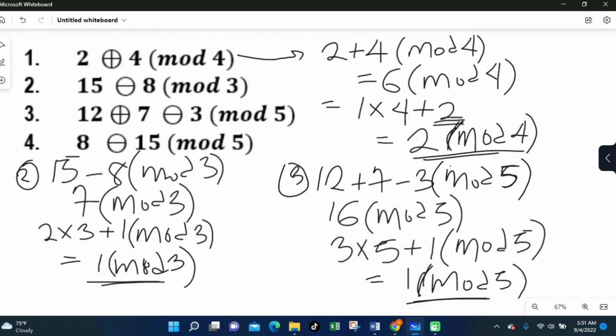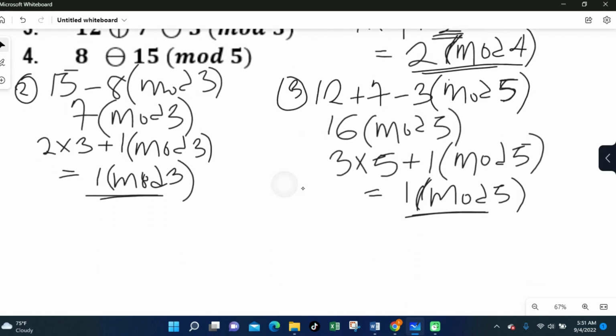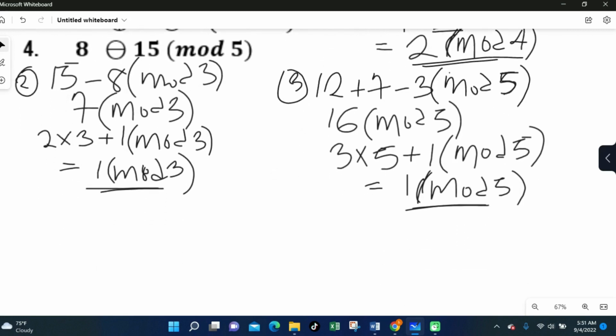So you see, solving questions on modular arithmetic can be very, very easy. Now let's look at the final question. We are going to consider question number 4. Question number 4 says we should find 8 minus 15. Now 8 minus 15 is on the negative side. 8 minus 15 in mod 5.